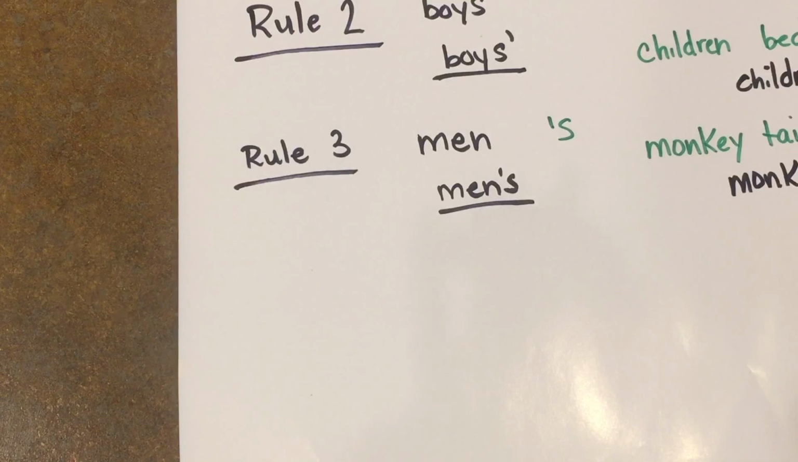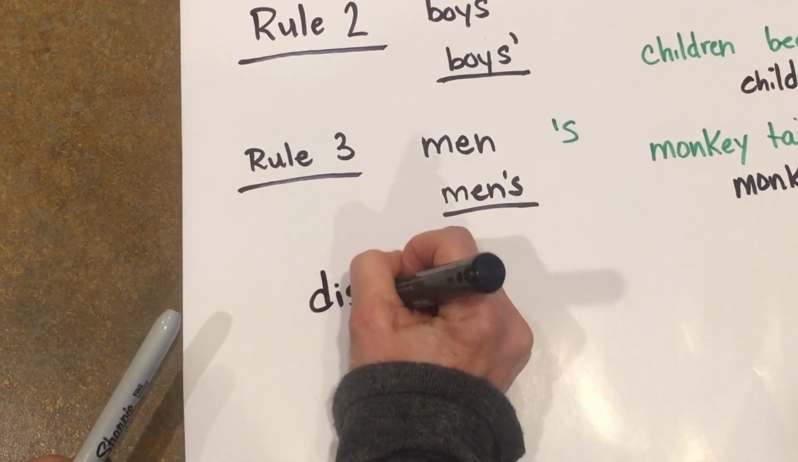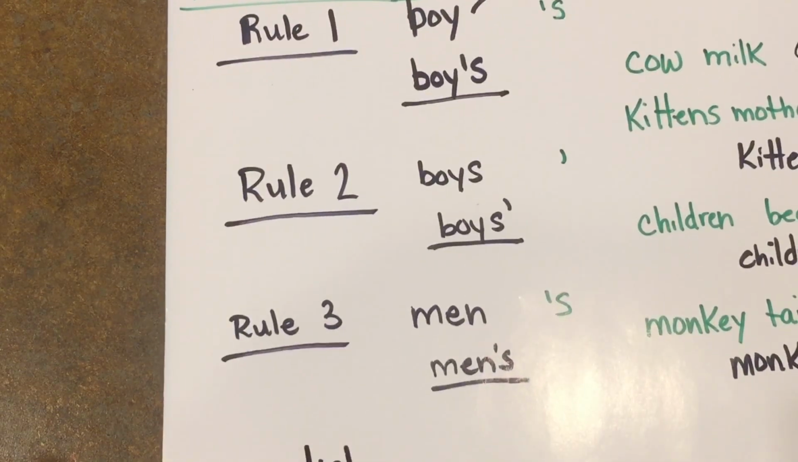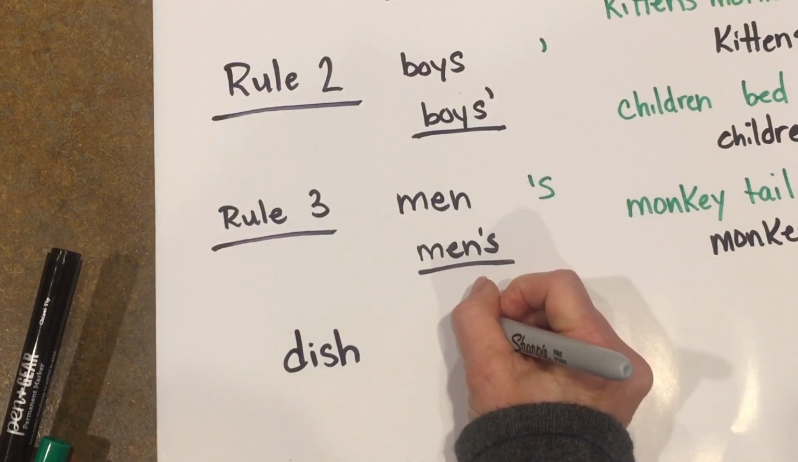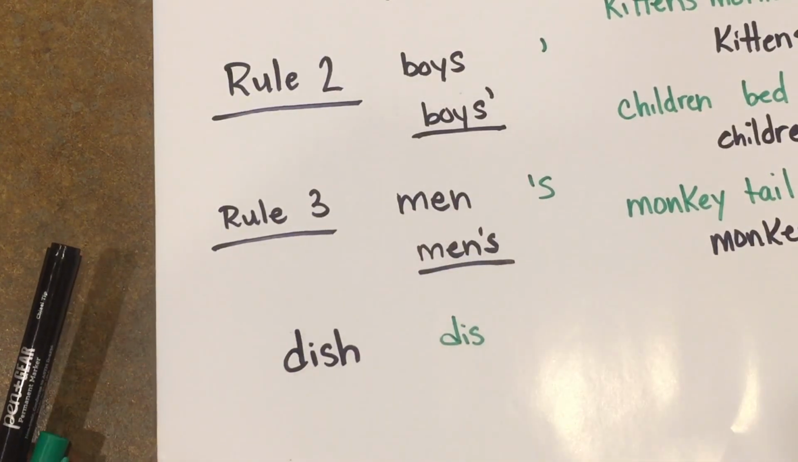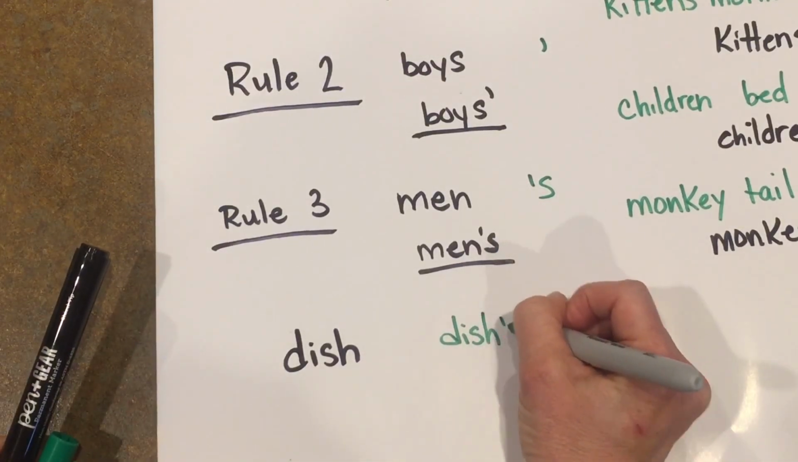How are we going to make this word? Let's see, let's do dish. Okay? Maybe there's drawings on the dish. The dish's drawing. So just one dish with a drawing. What do you think? Rule 1. I'm sorry, we're going to make it not plural. We're making it singular possessive. So it's singular, just one dish, and it's possessive, okay?